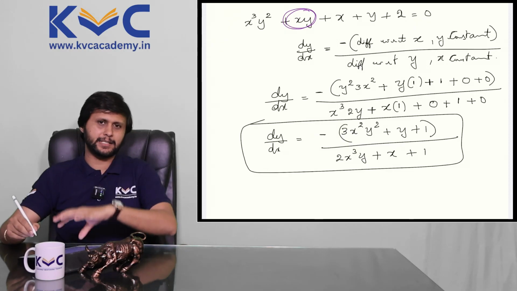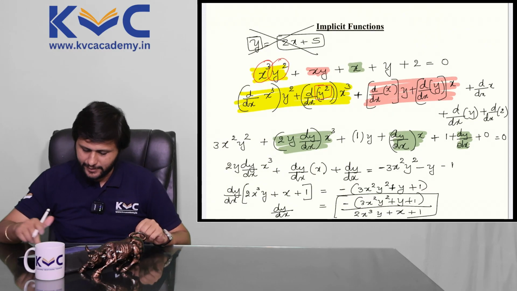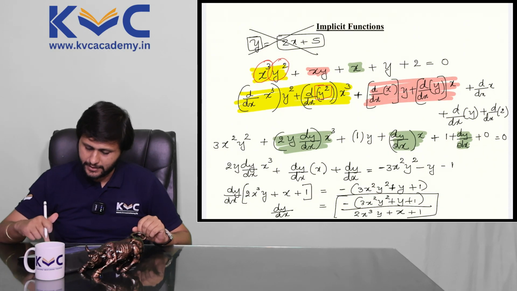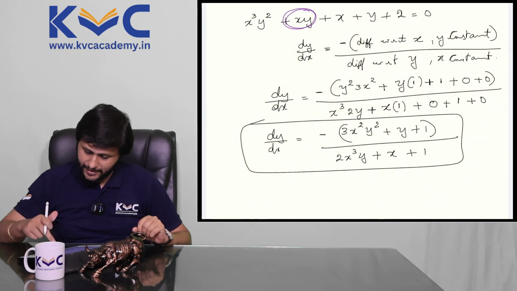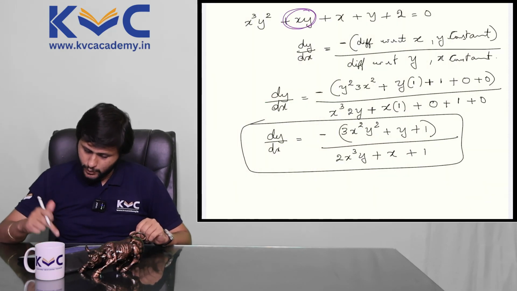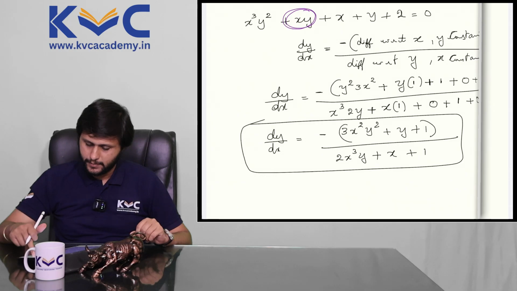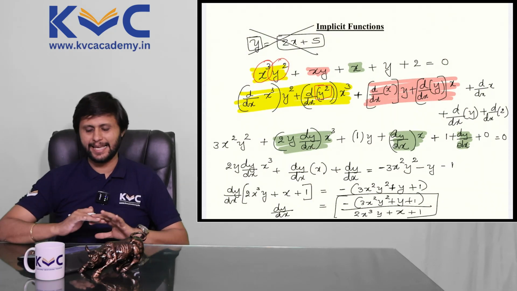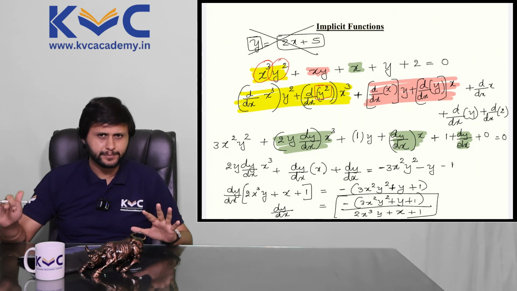Now let's compare this answer with what we had got earlier. Left hand side, absolutely same. Right hand side, 3x square y square, 3x square y square. Then we had plus y plus 1, we had plus y plus 1. 2x cube y plus x plus 1, 2x cube y plus x plus 1. So we get exactly the same answer.